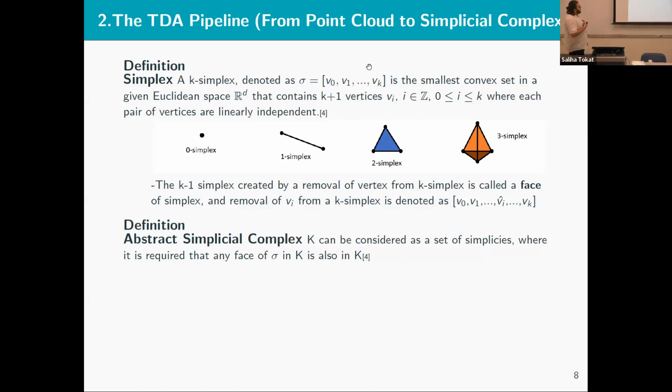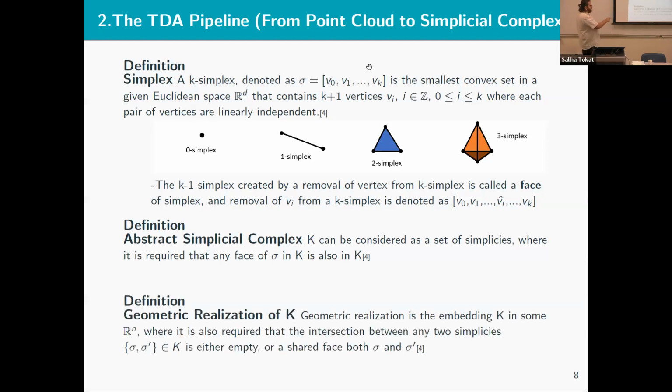Then I will give a definition of abstract simplicial complex. K can be considered as a set of simplices where it is required that any face of sigma in K is also in K. And the geometric realization of K is the embedding in some R^n, where it is also required that the intersection between any two simplices, sigma and another sigma, in K is either empty or a shared face of both of them. And in general, we will consider the geometric realization of an abstract simplicial complex, shortly simplicial complex, and we will use them.